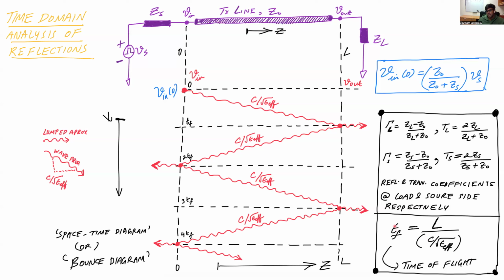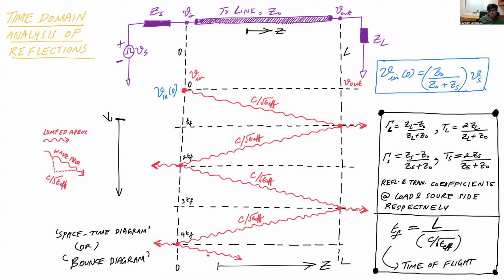Then the time of flight, as it's called, which is the time it takes for the signal to go from the location 0 to the location L, is just going to be L over the speed, which is L over c over square root of epsilon effective. So now, what's going to happen is this wave is going to take some time TF to go from 0 to L. And then once it goes to L, obviously some of the wave is going to be reflected, some amount of the wave is going to be transmitted. And the reflected wave is also going to travel back now, taking the same time TF, and now it reaches back after a time 2TF, and so on.